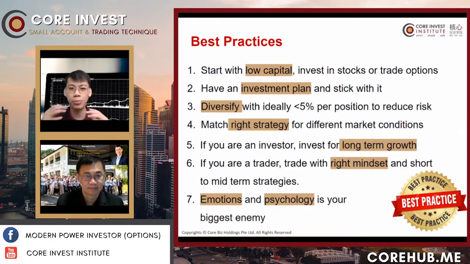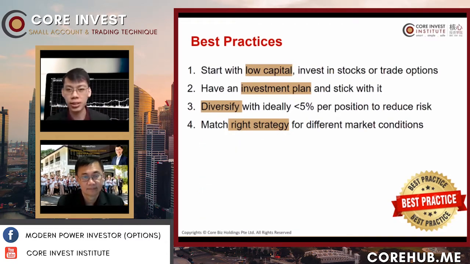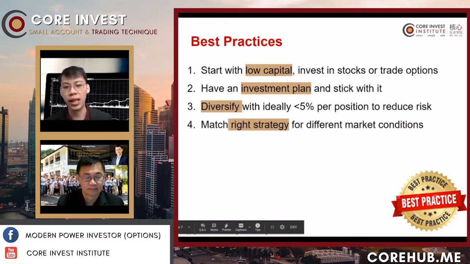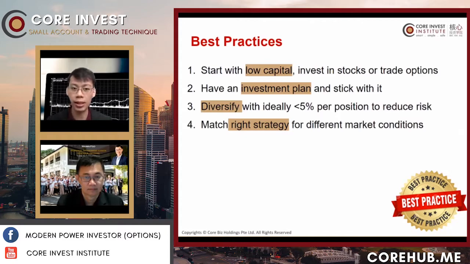All right, so what are the best practices about investing using low capital, which is when you are looking at buying stocks or trading options? This is where you need to have an investment plan: how to look at the companies, how to plan your entry and stick with it. And then you want to diversify, ideally 5% per position. This is important so that you can reduce your risk. Then look at the different market conditions, be it bull market, bear market, or sideways market, and match the right strategy to the right market condition so that you can profit.